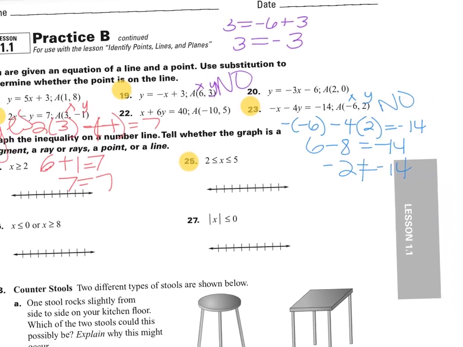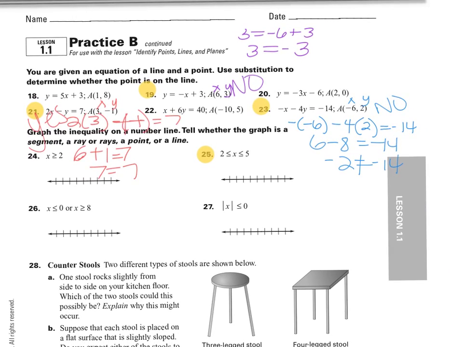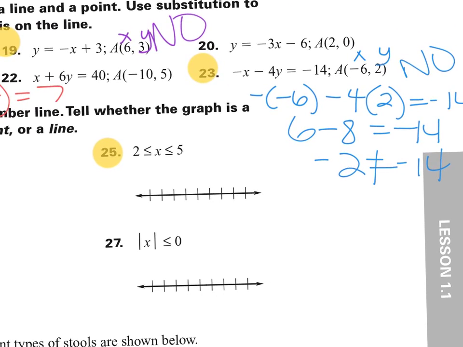Number 25, or the directions for this section, says graph the inequality on a number line and tell whether the graph is a segment, ray, or rays, a point, or a line. So if you remember from algebra, if I put this on a number line, so let's say that this is 2, this is 3, this is 4, this is 5. If I want to say less than or equal to, or greater than or equal to, I put a solid dot. So these two would get dots, and this is x has to be greater than or equal to 2, but less than or equal to 5, so it would look like this. And this would be a segment.